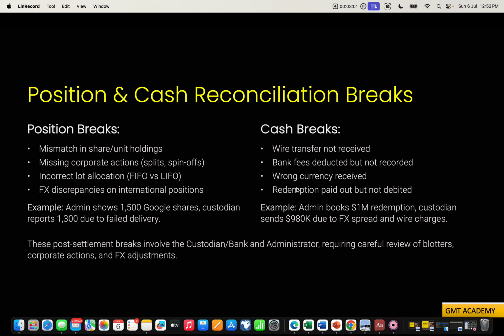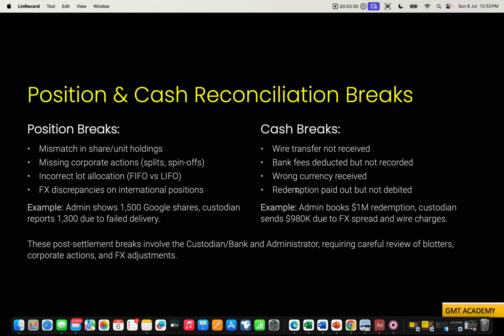They have placed an order of 1000 quantity, but they have lots of 500 quantity. Out of the 500, one lot gets processed and the other lot does not get processed due to the lot allocation, or FX disturbance in the international position may occur. A simple example: admin shows 1500 Google shares, custodian reports only 1300 due to the failed delivery. It will happen.